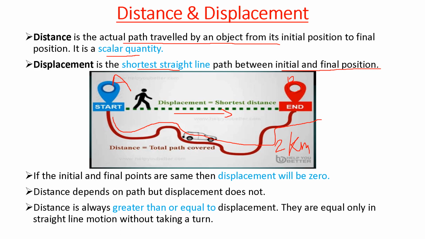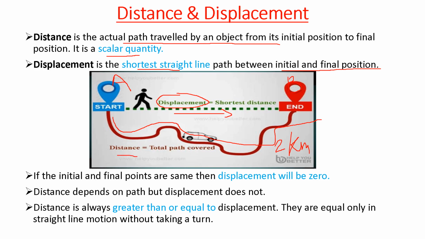So that distance is known as displacement. Okay, it means we can say that the shortest distance or a straight line joining the initial point and final point is known as displacement, and the total path covered by an object to reach from initial point to final point is known as distance.